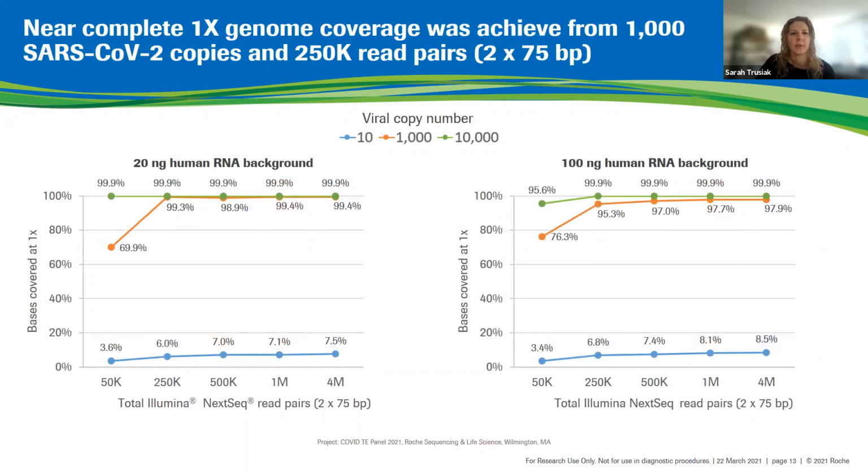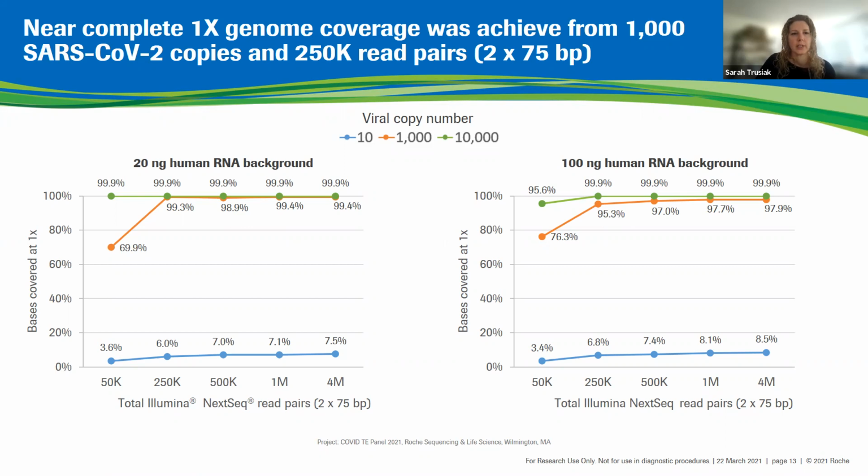To determine how many read pairs would be needed for complete viral genome coverage at 1x for the different input viral copies, we did a downsampling analysis of the total number of sequencing reads. We're showing the results for 20 nanograms of human RNA background in the line graph on the left, and 100 nanograms of human RNA background in the line graph on the right. For 1 million viral copy samples, we achieved over 99% genome coverage in both human RNA backgrounds, so we do not show that line here on the graph.